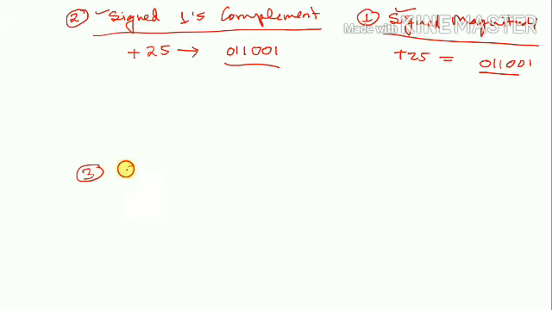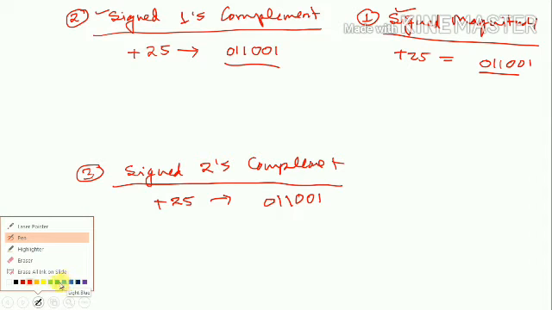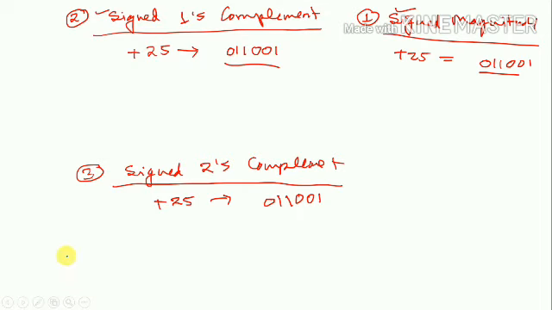And the third representation method is the signed 2's complement method. Here also the positive number representation will be the same. So in 2's complement also it will be 11001, and it is a positive number, so 0. So in all three representation methods the positive number representation is the same. Clear? You have to remember this. At first you have to clear this concept: the positive number representation for any representation method will be the same.